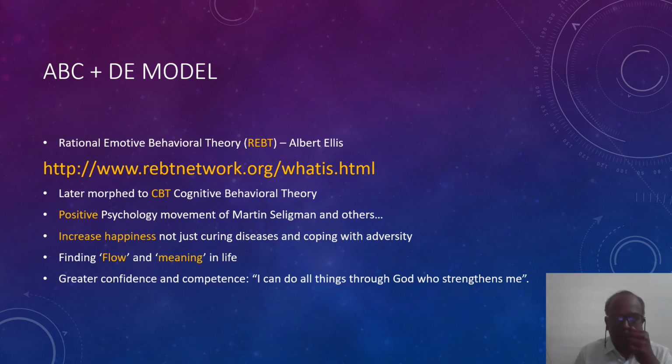These are essentially part of the positive psychology movement, which says that increasing happiness, not just curing disease and coping with adversity, are the broader goals of psychology, and that finding flow and meaning in life are also purposes of psychology. It adds to greater confidence and competence. I'm reminded of the verse from the Bible, I can do all things through God who strengthens me.